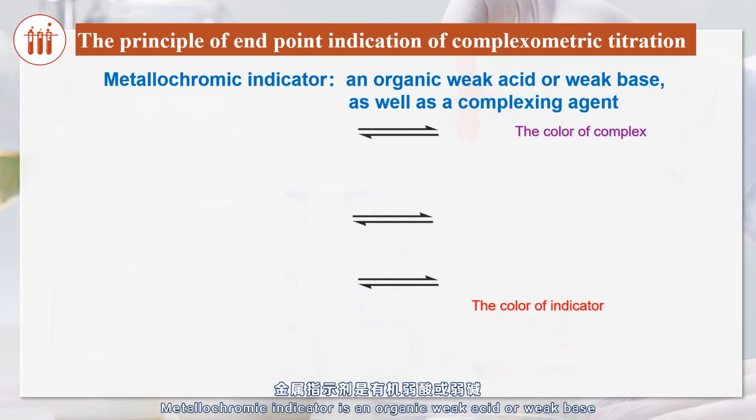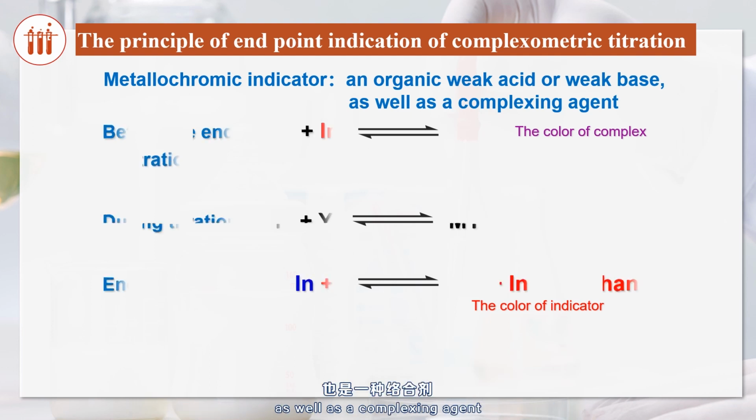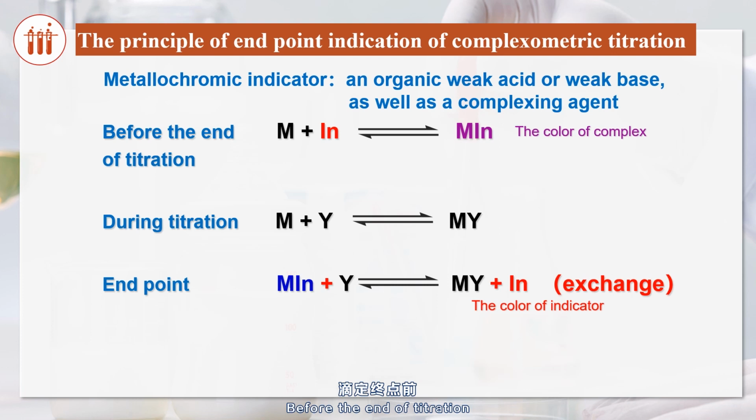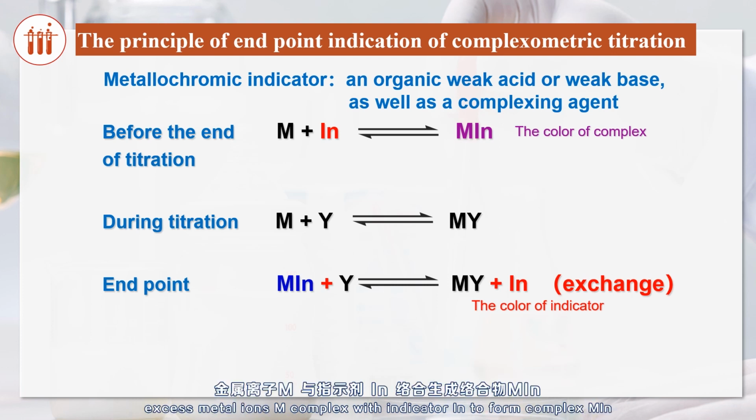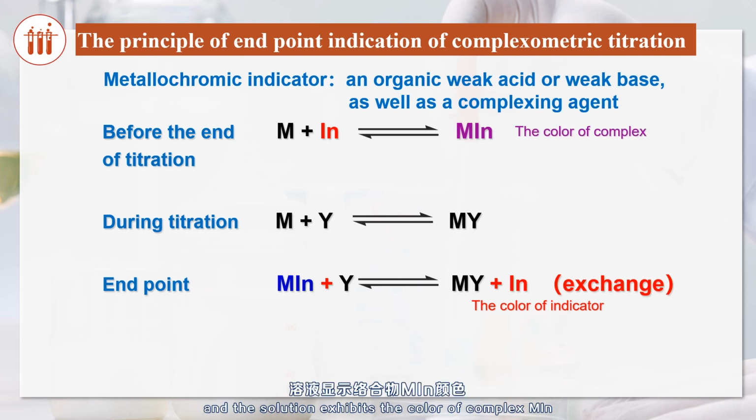A metallochromic indicator is an organic weak acid or weak base, as well as a complexing agent. Before the end of titration, excess metal ions M complex with indicator In to form complex MIn, and the solution exhibits the color of complex MIn.